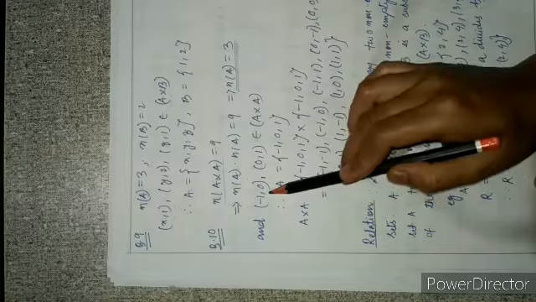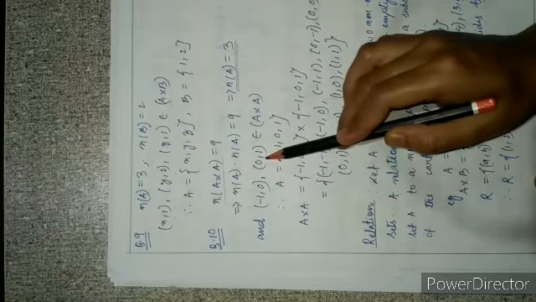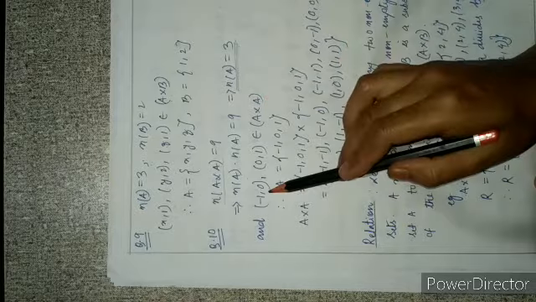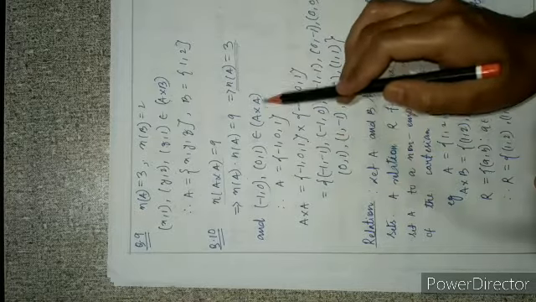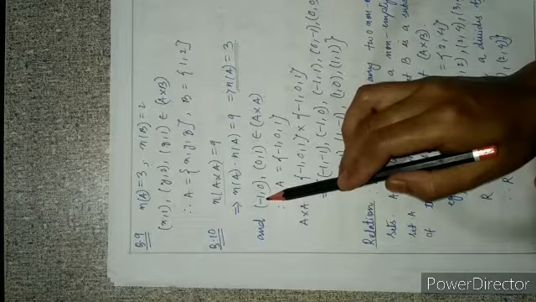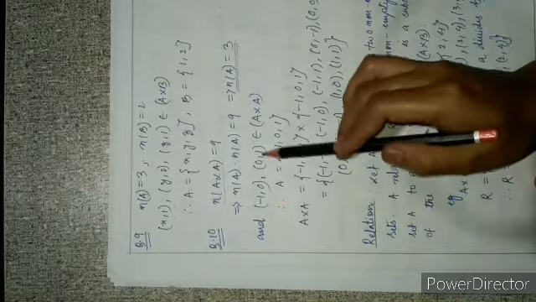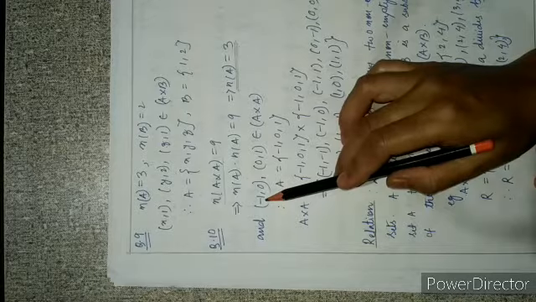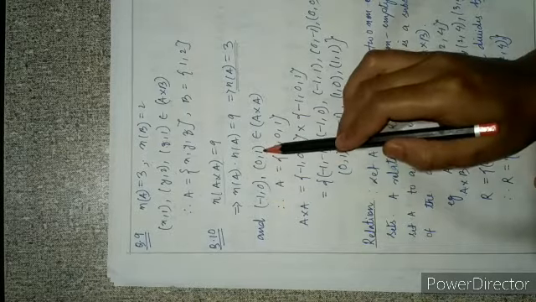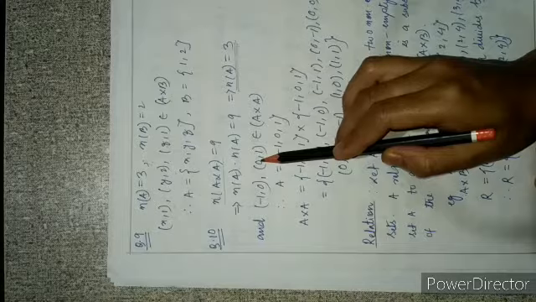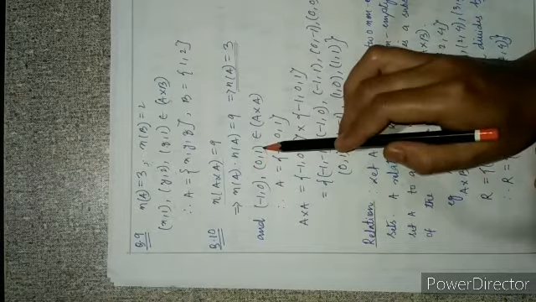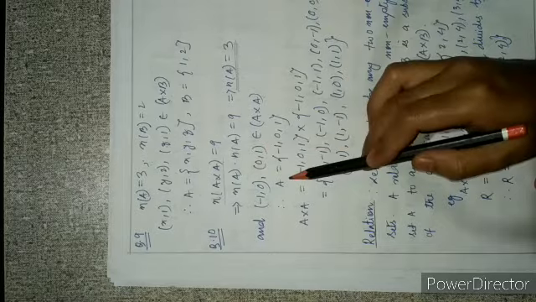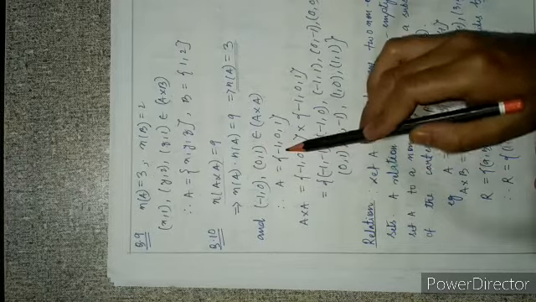And it is given that the ordered pairs (-1, 0) and (0, 1) belong to A cross A. A cross A means all the first and second components are elements of set A. There are 3 distinct elements. They are -1, 0, and 1. In the first pair we have -1 and 0, in the second pair 0 and 1. 0, 0 is repeated. So the distinct elements are -1, 0 and 1. Therefore the elements of set A are -1, 0, and 1.